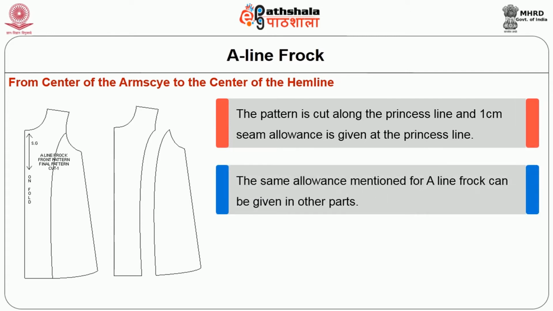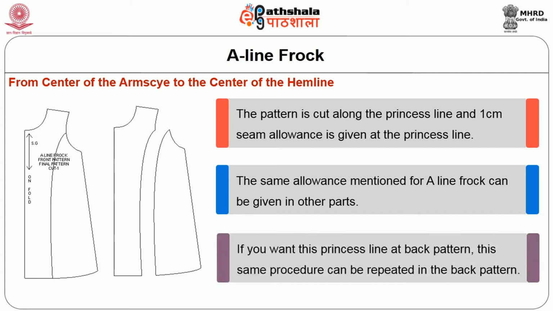The same seam allowance mentioned for the A-line frock can be given in the other parts. Like arm side and neckline is 1 cm, shoulder is 1.5 cm and hemline is 3 cm. If you want to have the princess line at the back pattern, you can repeat the same procedure in the back pattern also. This is optional.